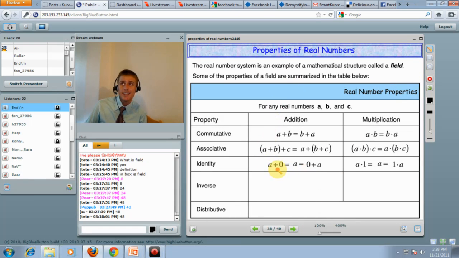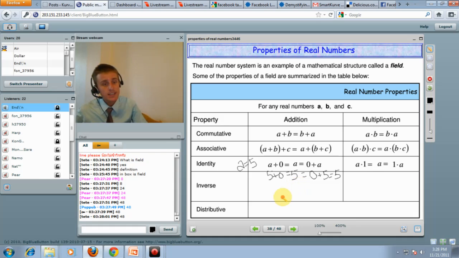Now moving on to identity. For addition, A plus 0 equals A equals 0 plus A. So let's say A is 5. 5 plus 0, if you add nothing to 5, it stays 5. Just as 0 plus 5 stays 5.